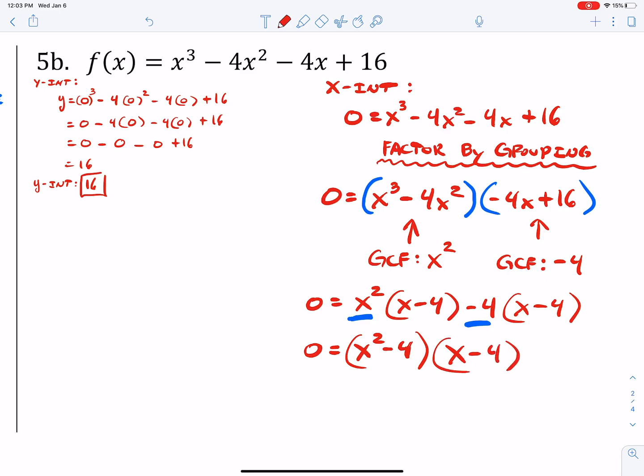All right, so just to recap a little bit, it might seem like a lot. For our x-intercepts, what I needed to do was set everything equal to 0, or my y equal to 0. From there, we needed to factor by grouping. I grouped my x cubed minus my 4x squared, and then my negative 4x plus 16. Then I found the greatest common factor of both. From there, I rewrote it, and then I grouped them together again. Now we can actually solve.